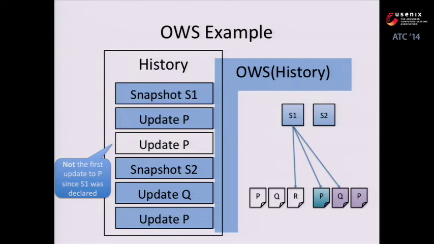If we visualize these pages over here to your right, and think about the OWS as defining which pages need to be accessed for retrospection, S1 is going to be looking at maybe there's another page R in the current state, so it'll look at that page. And then it'll look at the first copy of P and the only copy of Q that we have here. S2, meanwhile, will be looking at, again, R in the current state, the only copy of Q that we have, but it'll look at the second copy of P, because that was the copy that was saved after S2 was declared.